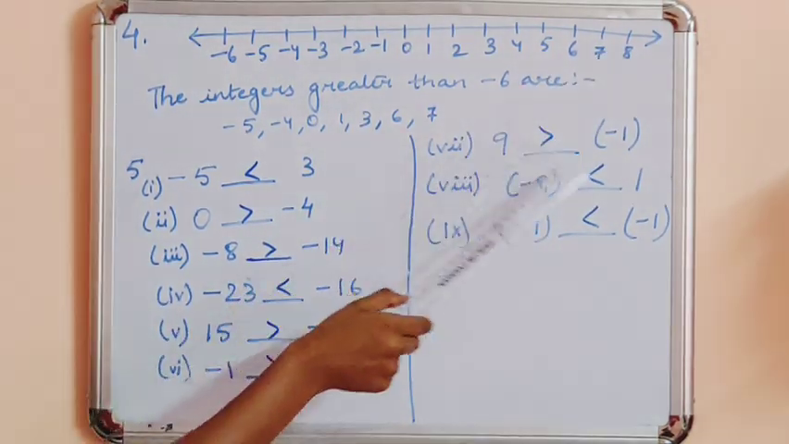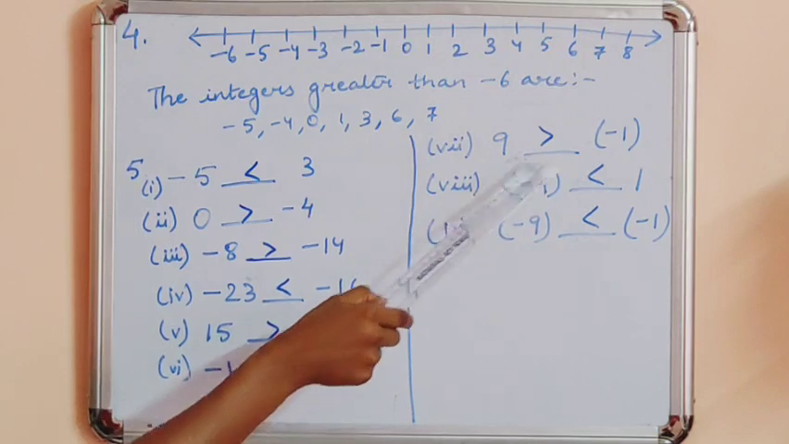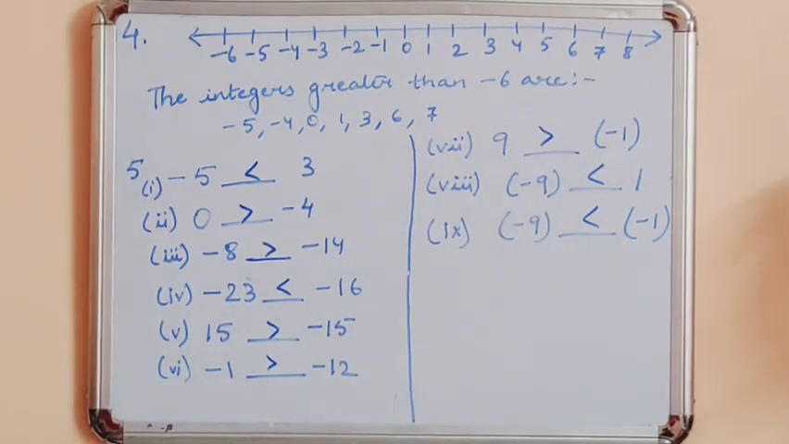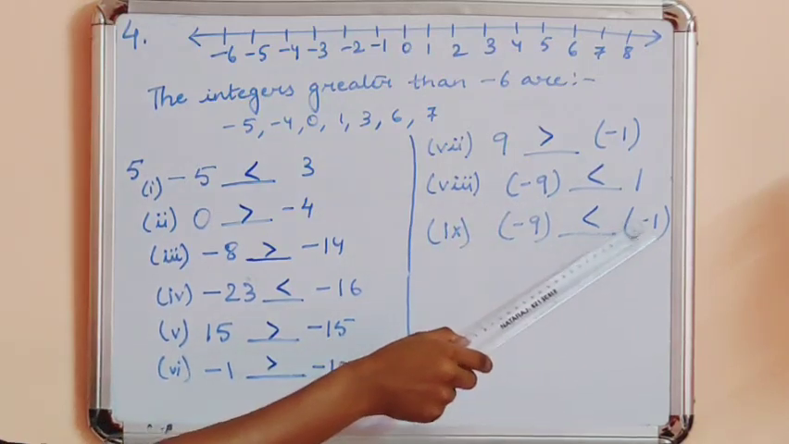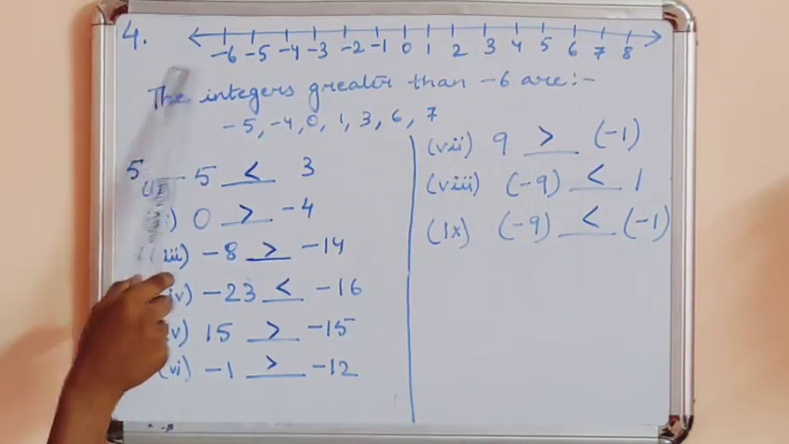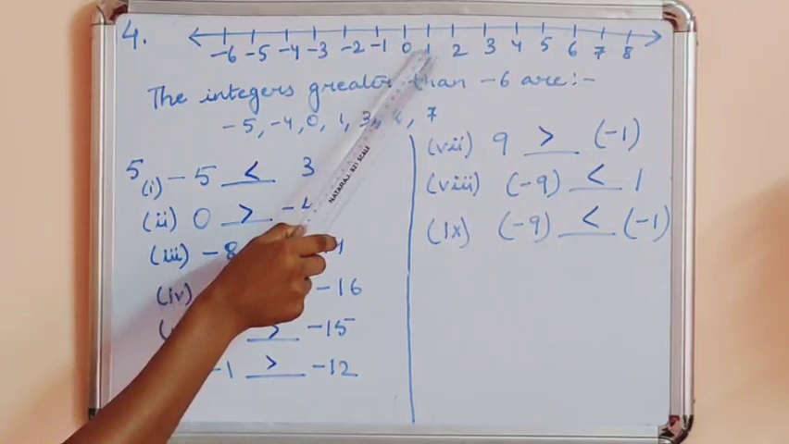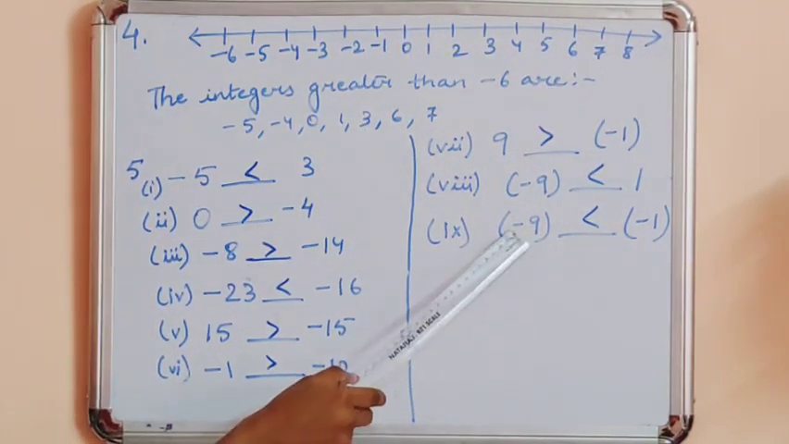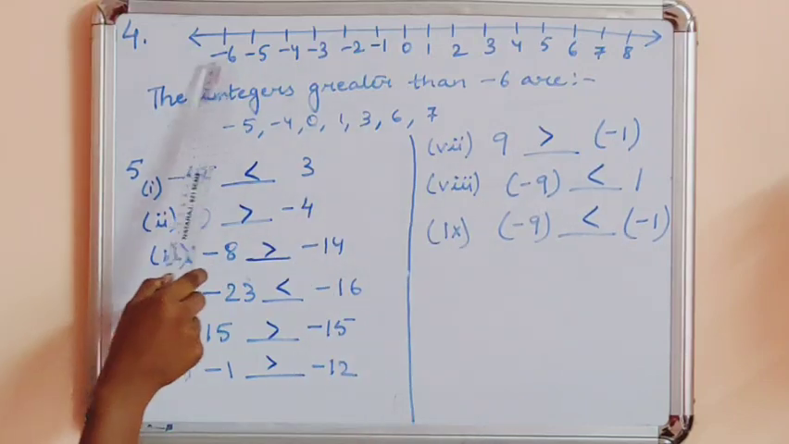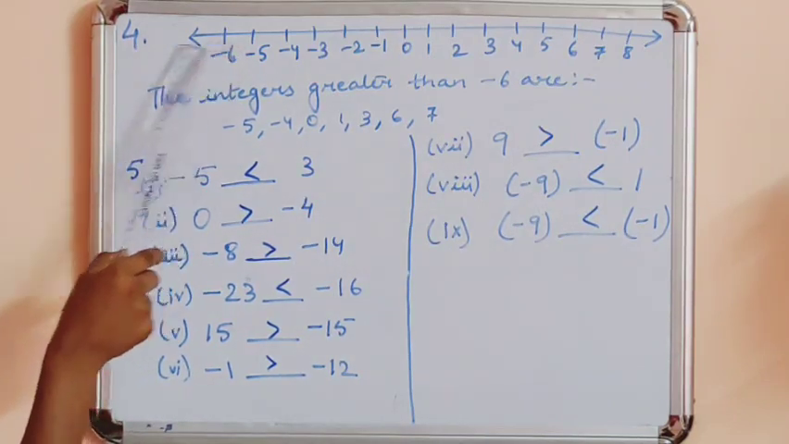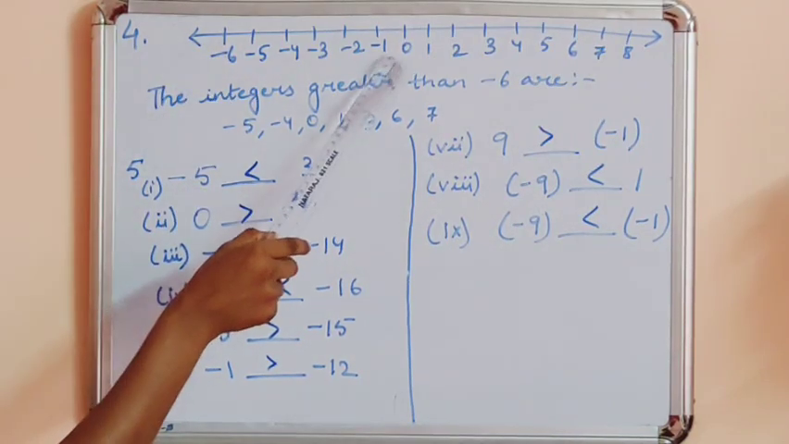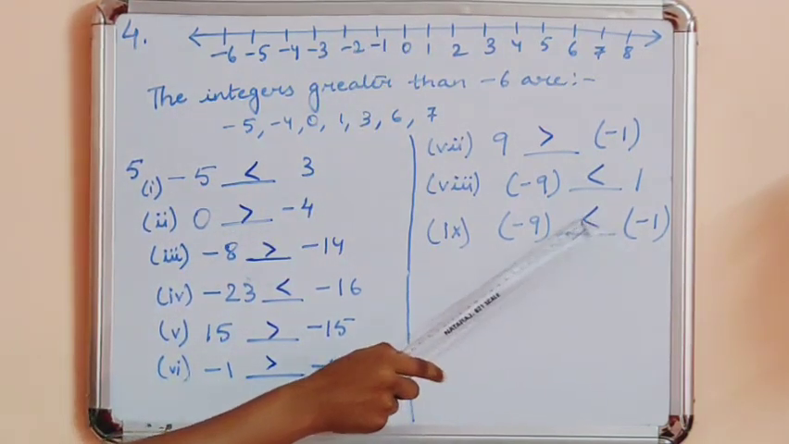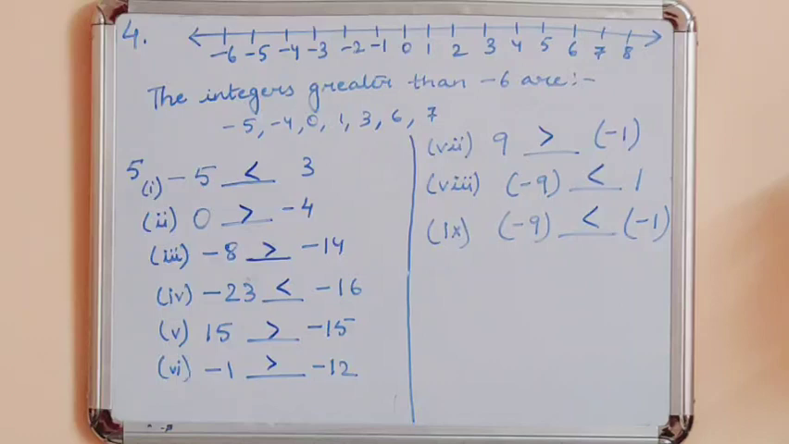9 and minus 1. 9 is a positive number, minus 1 is a negative number. A positive number is always greater than a negative number. So 9 is greater than minus 1. Now minus 9 and 1. Minus 9 will be somewhere here and 1 is here. So 1 is on the right side, that is why 1 is the greater number. Minus 9 and minus 1. Again minus 9 will be somewhere here after minus 6 and minus 1 is here. Again minus 1 is on the right side, that is why minus 1 is greater than minus 9.